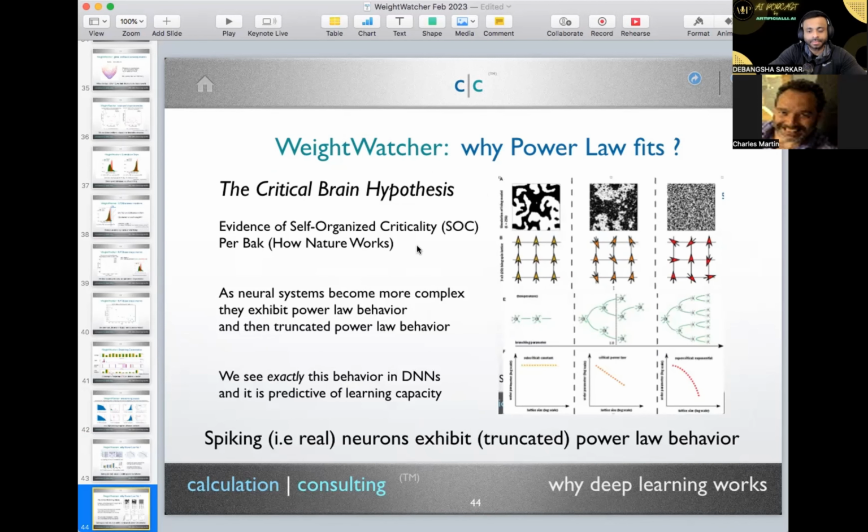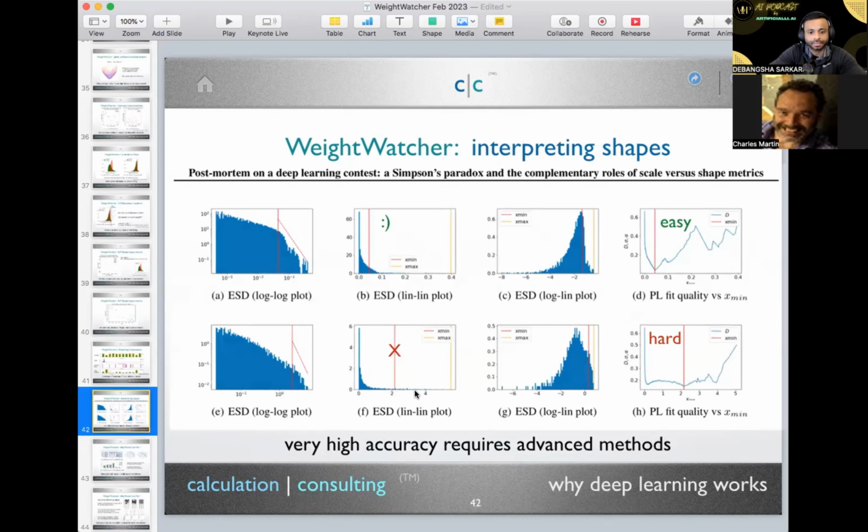I should have given this slide first. I'm sorry, I should switch the order of the slides. So what happens is, in simple systems, you see simple behavior. In medium-sized systems, you see power law behavior. And in very large-scale systems, you see truncated power law behavior. The truncated power law behavior is this long tail here. So this is a simpler system, and this is a complicated system.